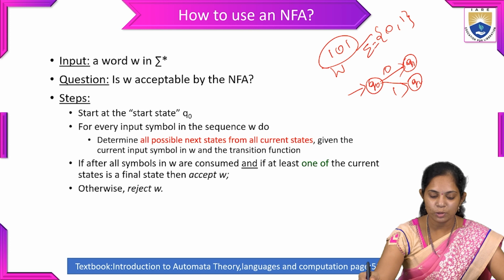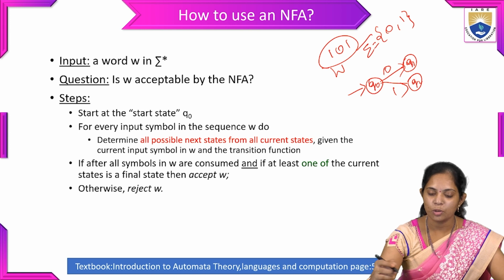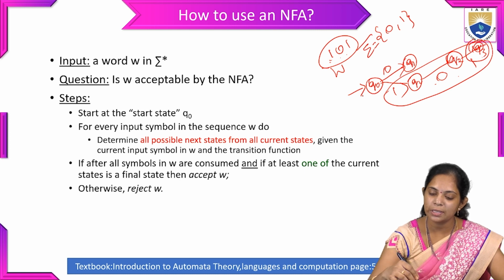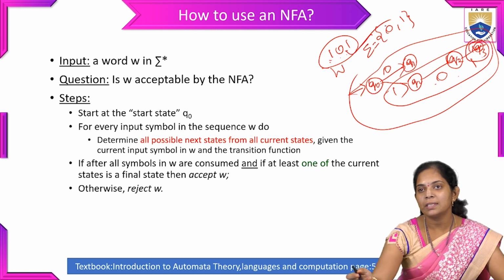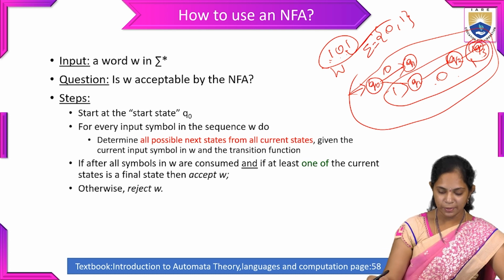Given the current input symbol in W and the transition function, after all symbols in W are consumed, for the string 101 we go to another state and then to Q3. Finally we read the word 101 and reach the final state. So this NFA accepts this string. Like this, we have to use the NFA to check the acceptability of strings.